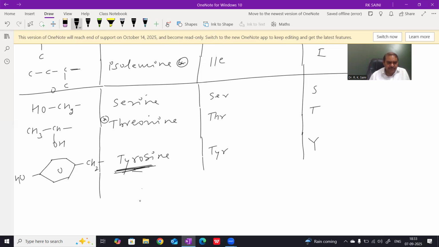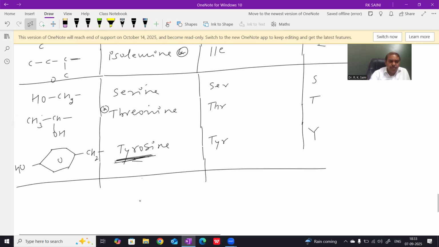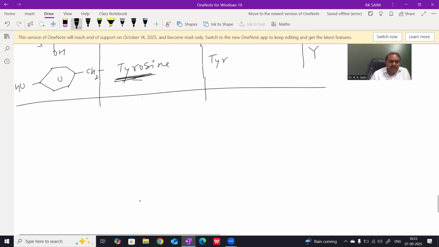Next, three amino acids contain alcohol or phenol. Now, two amino acids in which sulfur is there. One has the sulfur in thiol form. For example, G is CH2SH. This amino acid is known as cysteine.